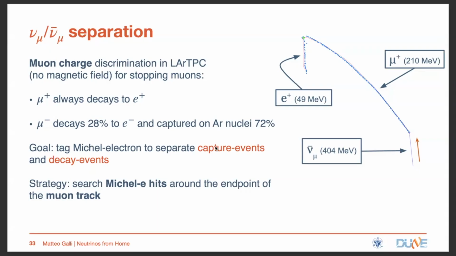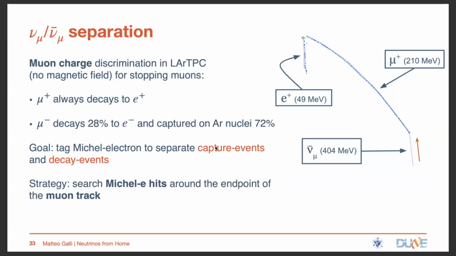The idea is to find a way to tag the muon charge using Michel electrons, and we aim to discriminate the charge by observing the decay events. We know that muon decay produces an electron called a Michel electron, and in a liquid argon TPC, for stopping muons, the positive muon always decays, while the negative muon decays 28% of the time, and 72% is captured by argon nuclei. So our goal is to optimize the selection efficiency of Michel electron tagging to separate the nu mu sample.